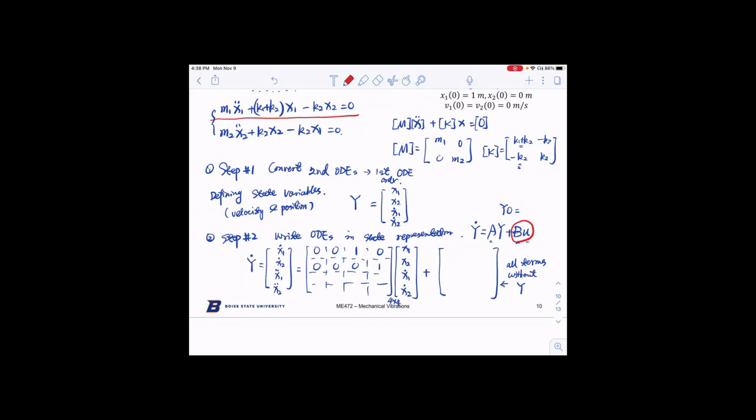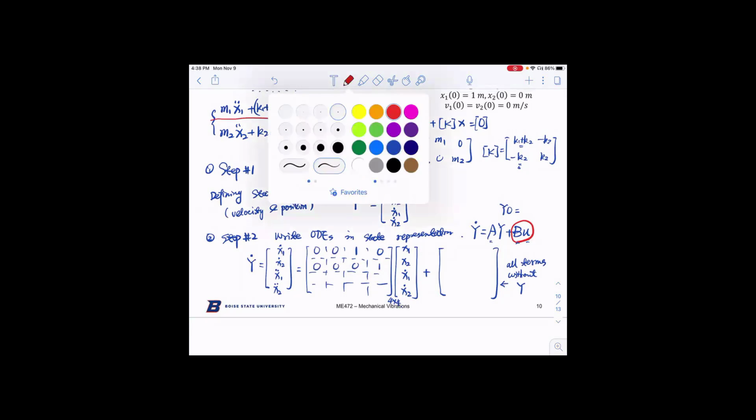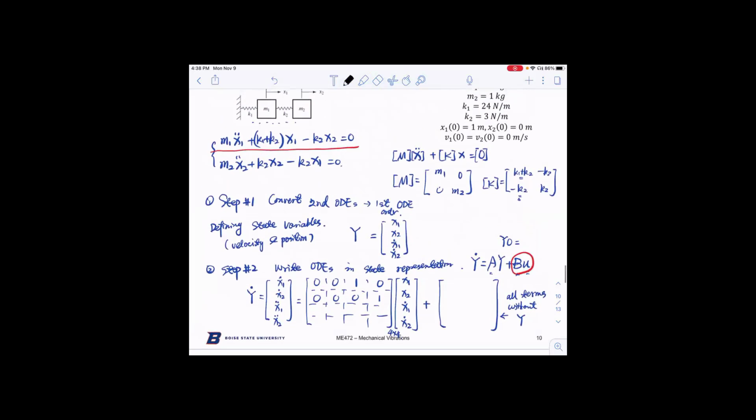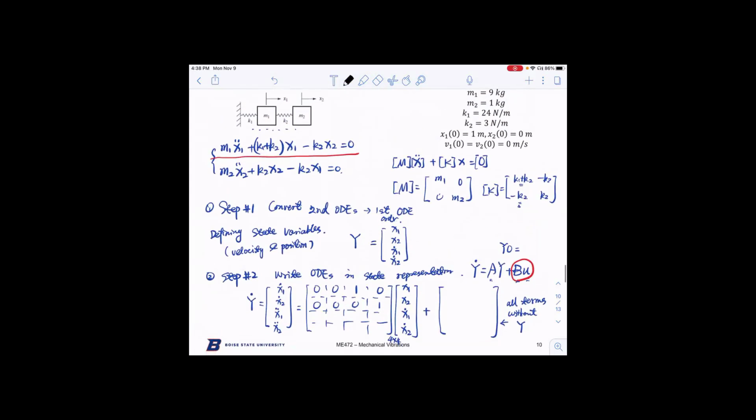Right? So what are your entities? The first one is K1 plus K2, 27 divided by 9. So that's about 3. And then you have to move everything to the right so it becomes negative. And then the second entity is just K2 over M1. So that's 1/3. And then it has nothing to do with velocity because we have no damping in it.